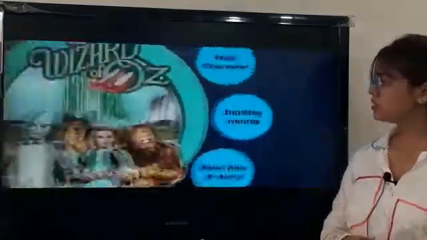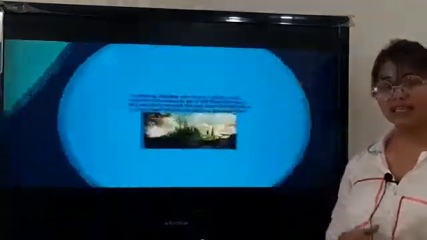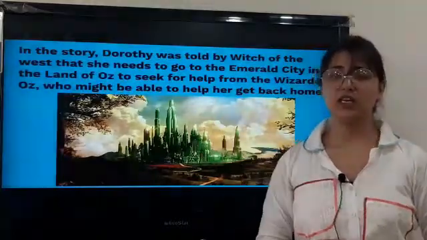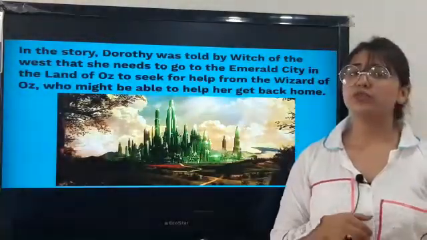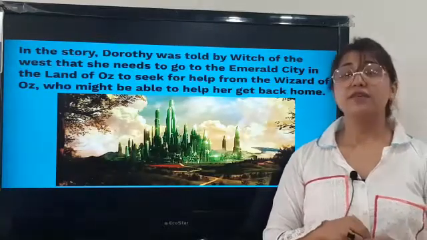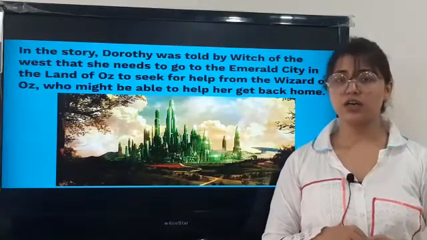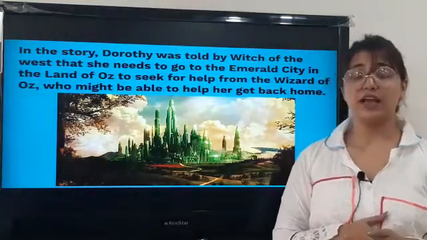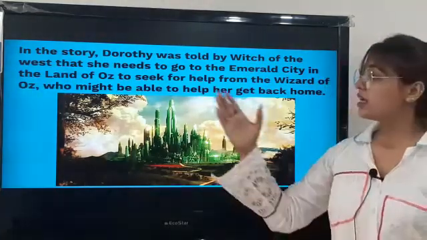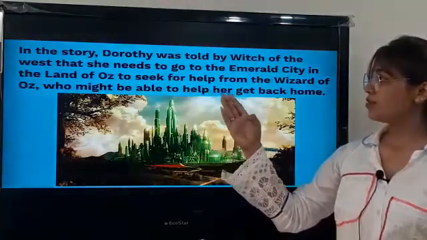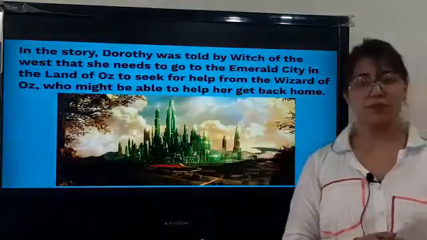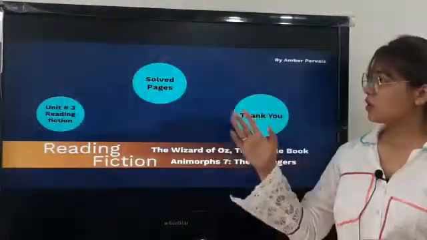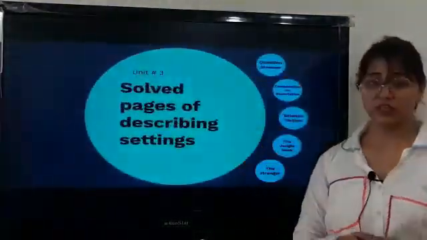Now moving towards the main idea of the story. The main idea of this story is that Dorothy wants to go back to her home. Then the Witch of the West told her to go to the Emerald City and to visit the wizard. He might be able to help her get back to her home. Now moving towards the solved pages of this unit.